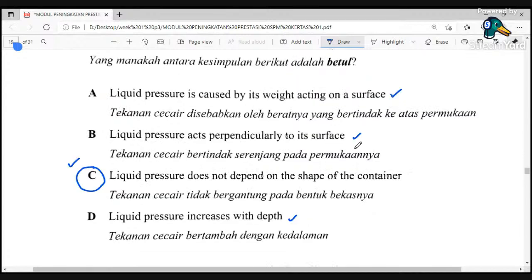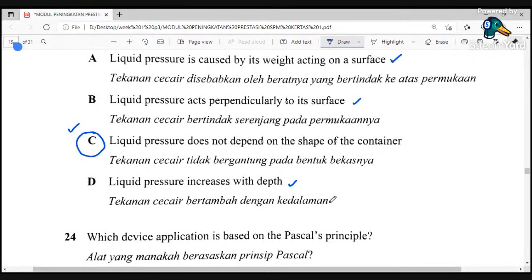Jangan cepat-cepat nak bagi jawapan betul, baca keseluruhan soalan. Okay, kalau macam ni semua nampak macam betul, maksudnya pilih yang paling tepat berkaitan dengan soalan. Choose the best answer.